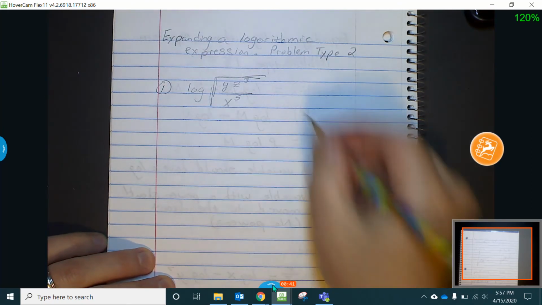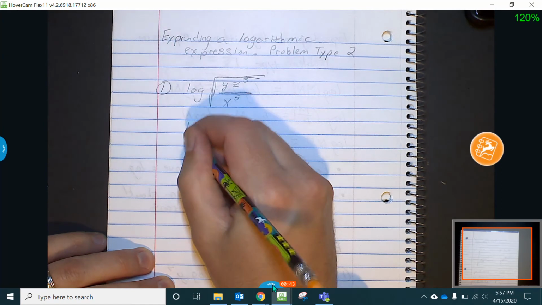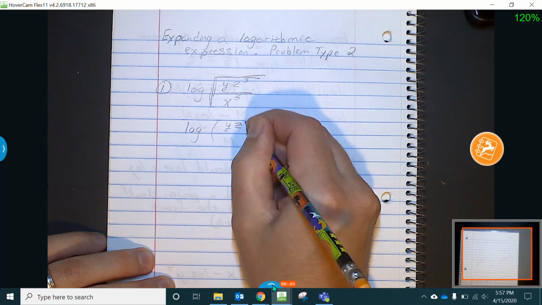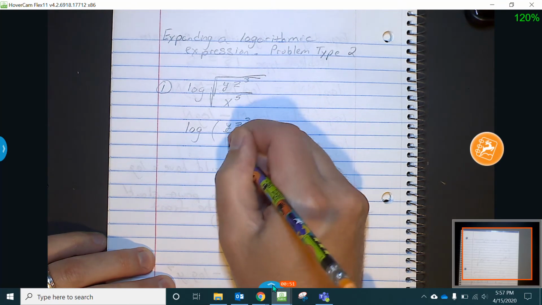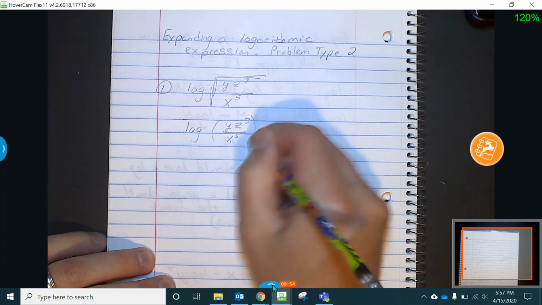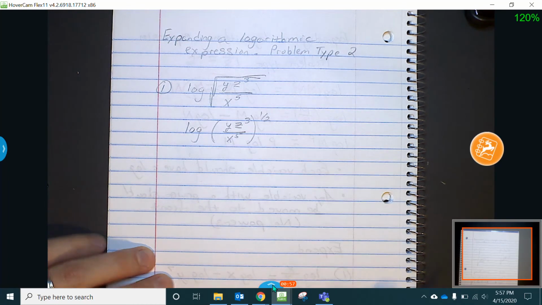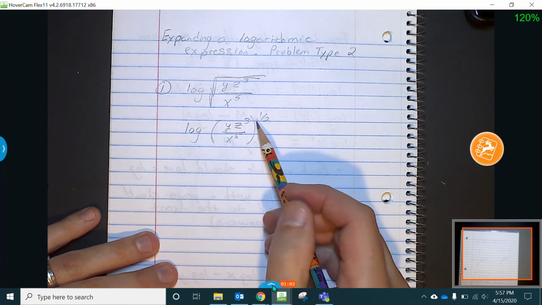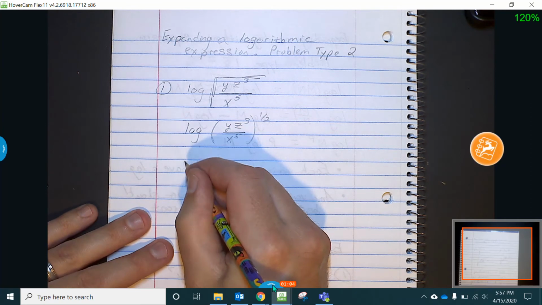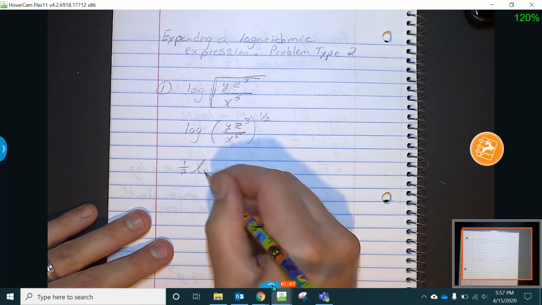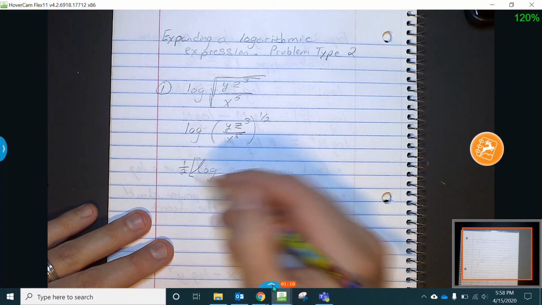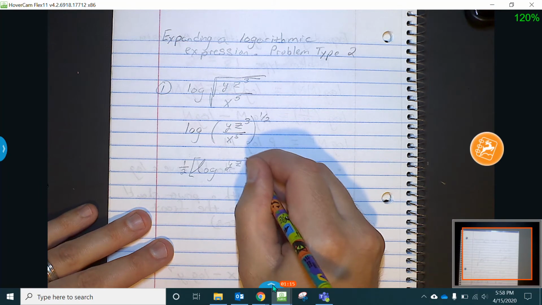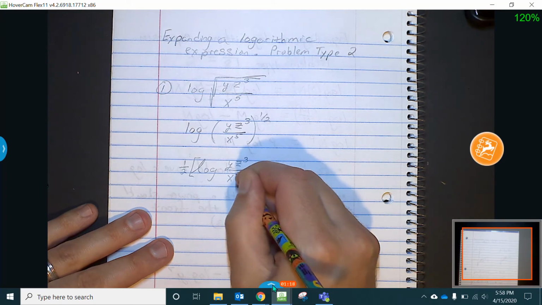So a square root means a half power. So I'm going to rewrite this. We have yz to the third over x to the fifth, to the 1/2 power. There's a couple ways you can do this. The way I'm going to do this right now, and I'll talk about another way after, is move the half in front. So we have half log, put a bracket there, of yz to the third over x to the fifth.